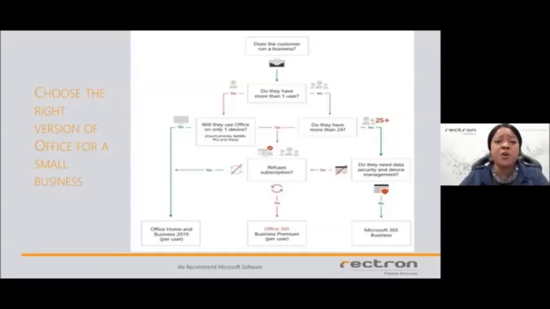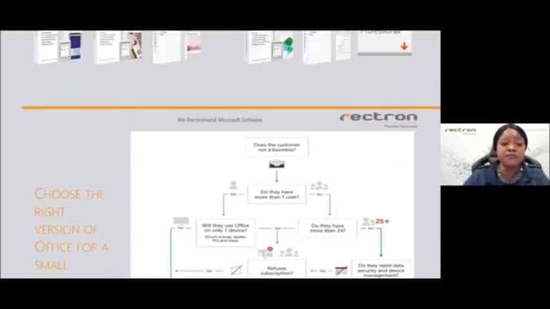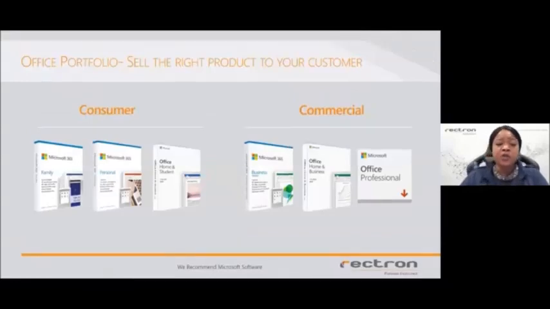Questions such as, what will you be using your device for? Is the device for work or personal use? That ensures that we are selling the correct products to the correct customers. We have at Rectron 2 categories of Office that we offer to our customers: the consumer SKUs and the commercial SKUs. Choosing the right Office, you have to know the distinction between the two.